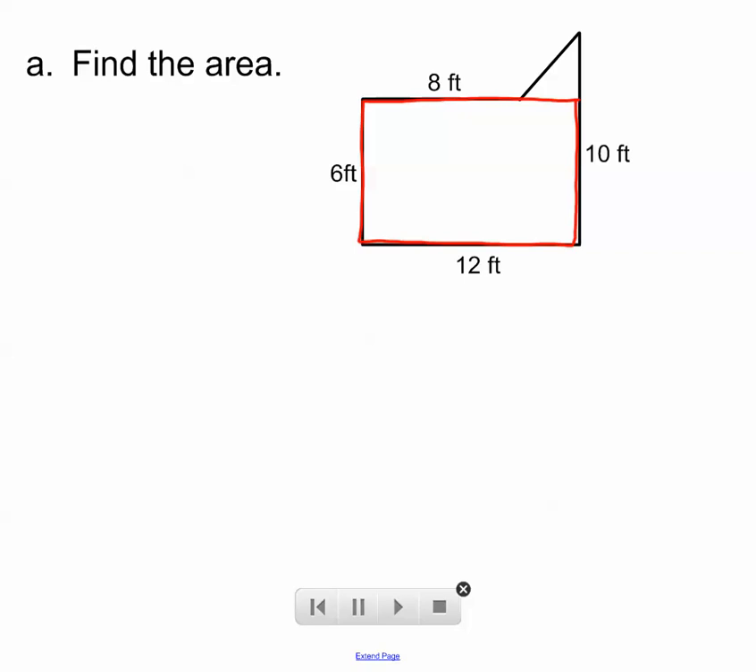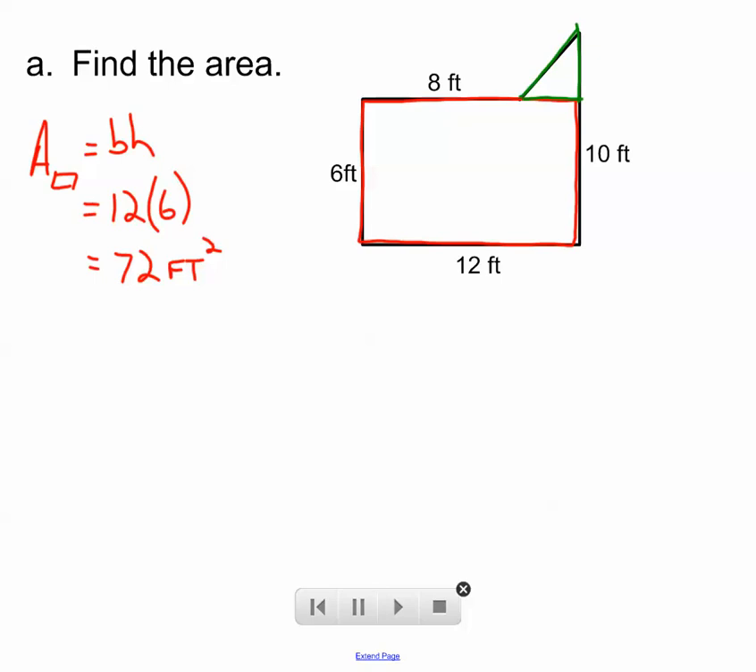All right, so the area of a rectangle is base times height. The base of this rectangle is 12 feet and the height is 6 feet. So the area of this red rectangle here is 72 square feet. All right, now we've got to find the area of the triangle. I'm going to outline it in green here.